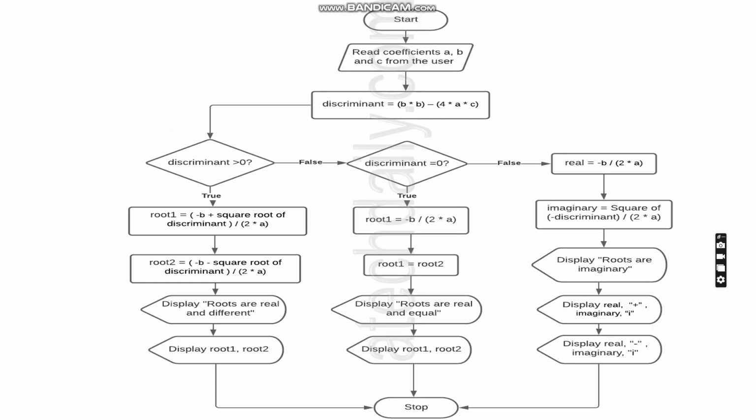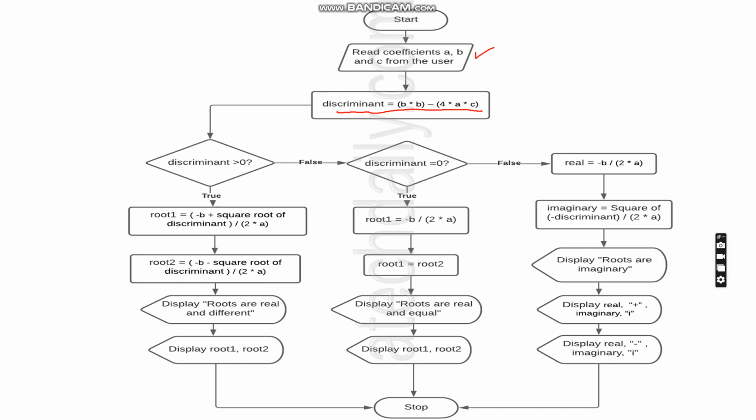Next comes the flowchart. In the flowchart, the very first symbol is the start symbol. After that, read the coefficients A, B, C from the user. After reading the values, we have to calculate the discriminant. Discriminant equals B square minus 4AC. After calculating the discriminant, we have three possibilities.